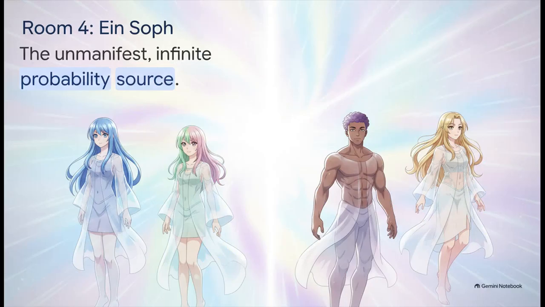And finally, we reach the ultimate layer, Room 4, Ein Sof. This is the unmanifest infinite probability source. It is the uncollapsed manifold. In rigorous physics terms, Ein Sof is completely devoid of geometry, spatial orientation, or time. It is the absolute absence of constraint, the source of scalar purity from which literally all information arises. It is the domain beyond collapse.